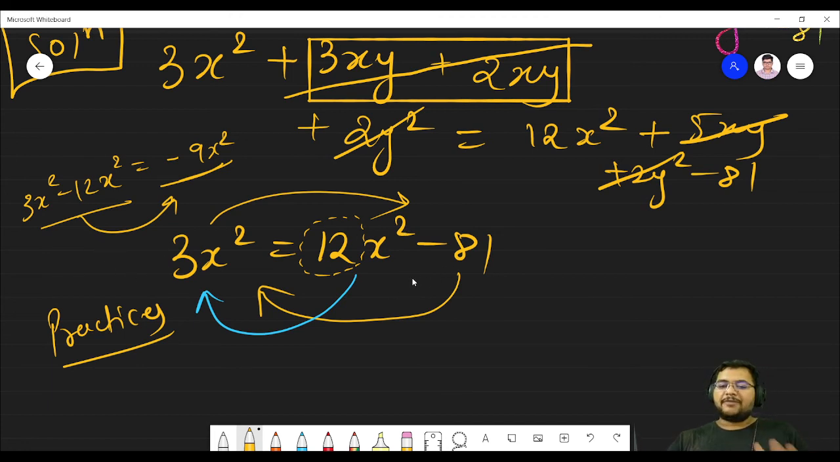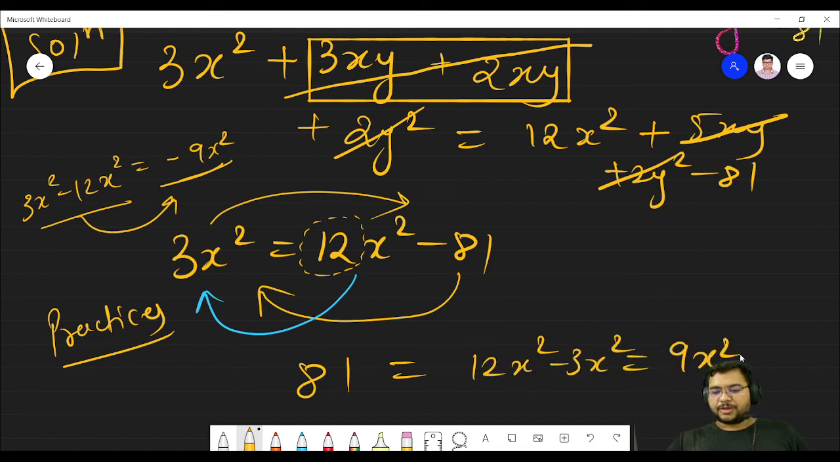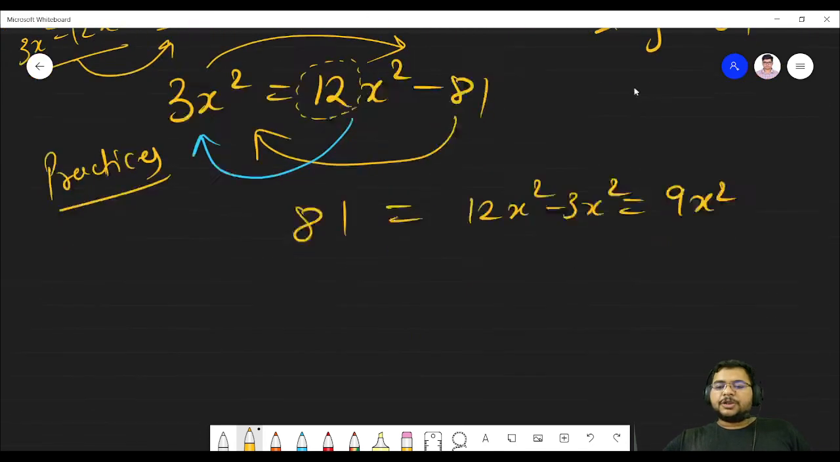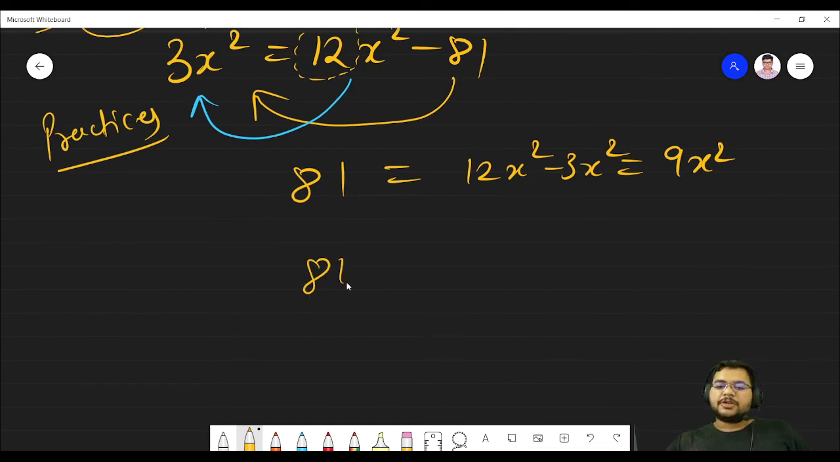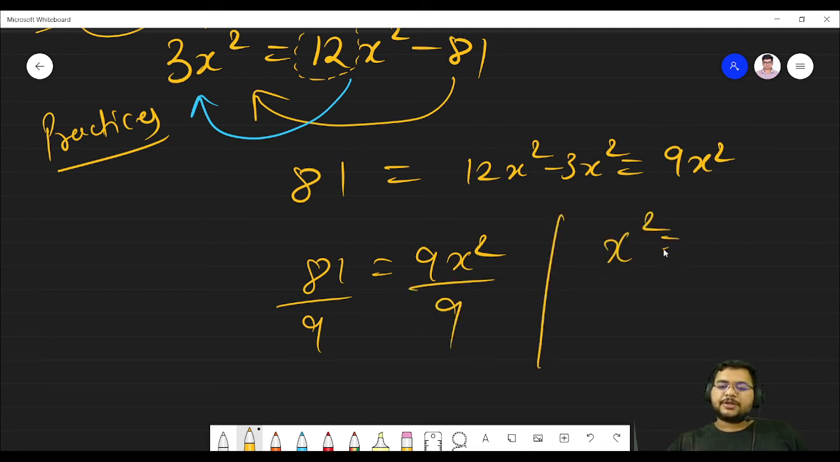So what I will do is follow the yellow method, which is the yellow arrows. I will bring the 81 on the left-hand side. It has a negative sign, so it will become positive, and this 12x square minus 3x square will give us 9x square. Fine. So here I can write 81 equals 9 times x square. Now I can divide the whole equation by 9 so that we get x square equals 9.